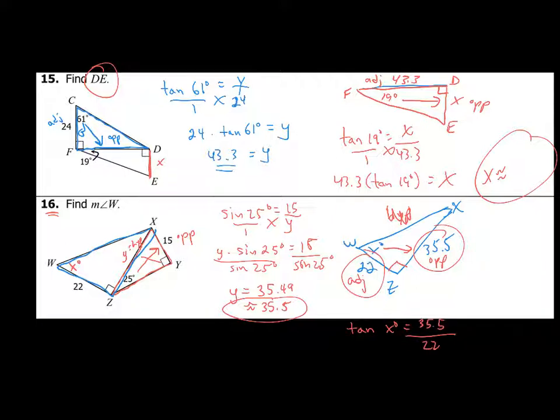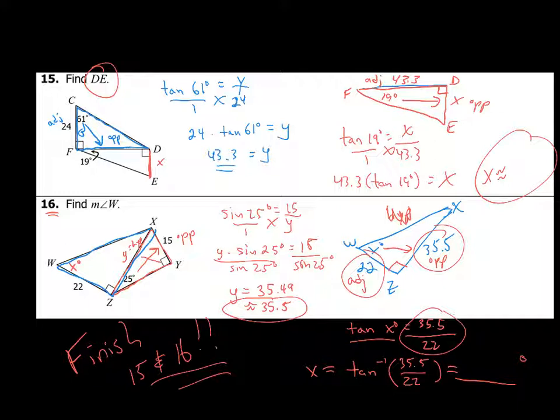Okay, so now what? We're looking for that angle, so we're looking for inverse tangent, right? So x is going to be equal to the inverse tangent of what? Of this fraction, 35.5 over 22, which is equal to some angle in degrees to the nearest tenth. And again, I've pretty much guided you all the way in. You just got to wrap that up. Okay, so you finished numbers 15 and 16. That's your job.